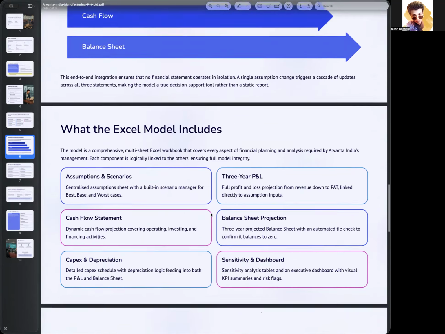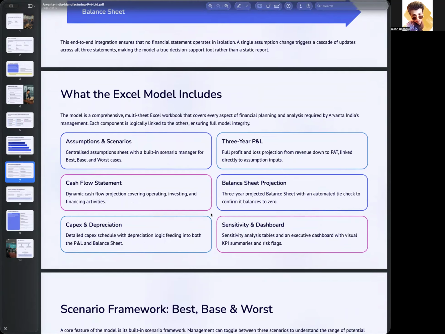So what does the Excel model include? As you can see, the first section contains assumptions and the scenario framework. This acts as the main control center of the model. It contains the key financial assumptions and allows the user to switch between best, base, and worst case scenarios. The second section is a 3-year profit and loss forecast. This projects the company's performance from revenue down to profit after tax.